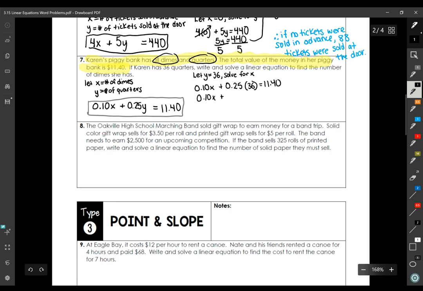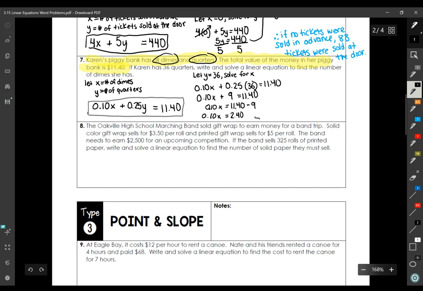Okay, so if I have 36 quarters, 36 times 0.25 is equal to $9. So if I have 36 quarters, that's equivalent to $9. Okay, now I'm going to isolate for x. So 0.10x is equal to 11.40 minus 9. 0.10x is equal to 2.40.